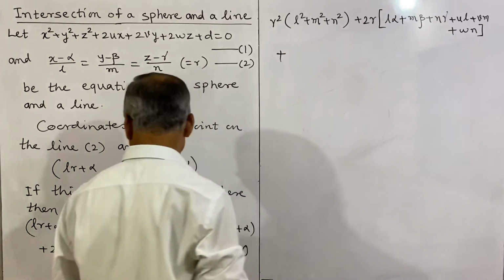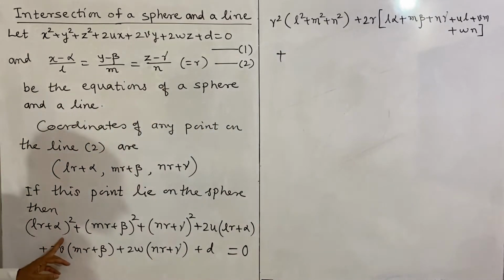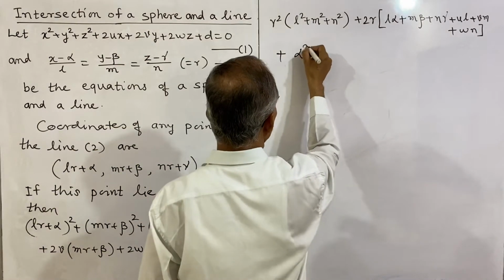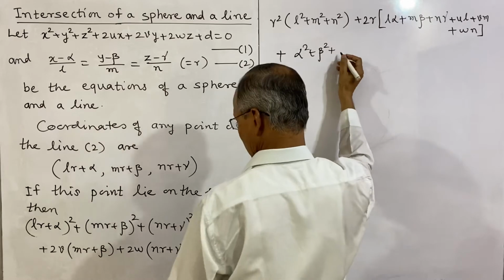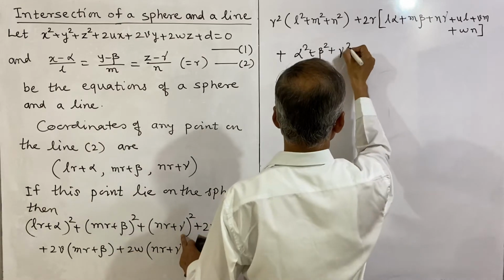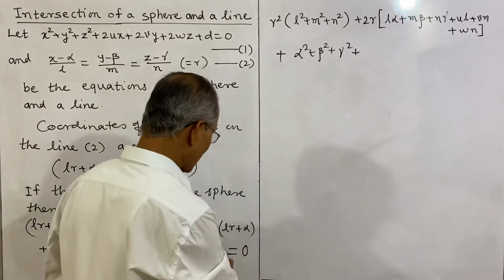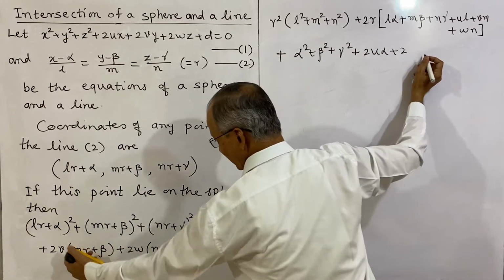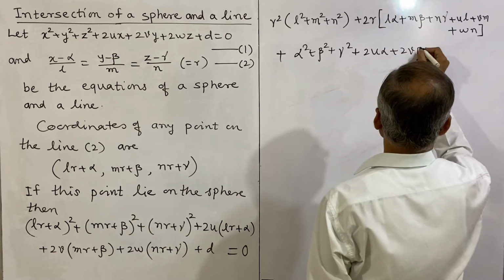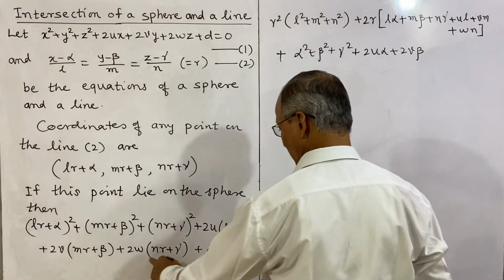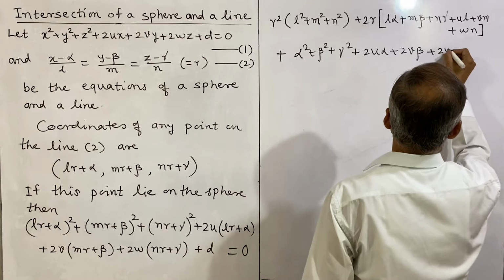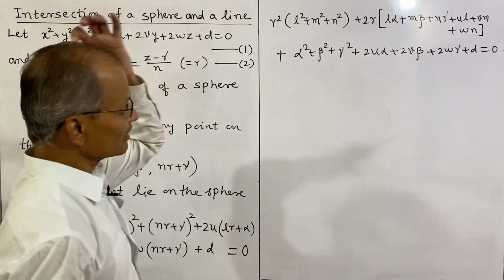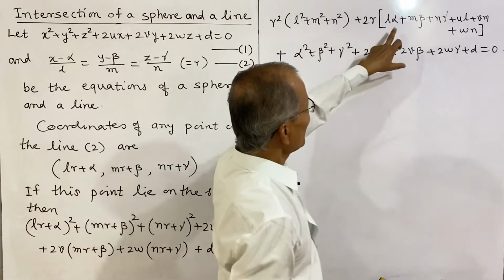Now, what are the remaining terms which are independent of R? That is alpha square plus beta square plus gamma square, plus 2U alpha plus 2V beta, plus 2W gamma, plus D equal to 0. You can expand this and verify.